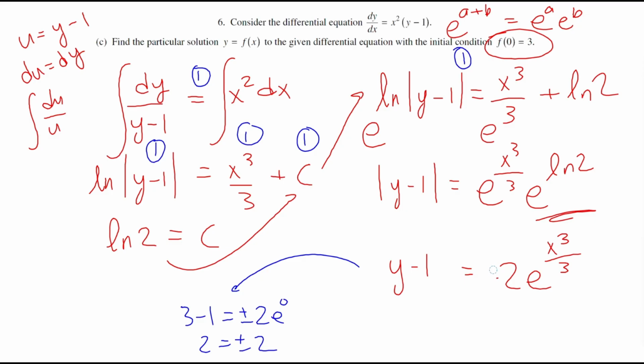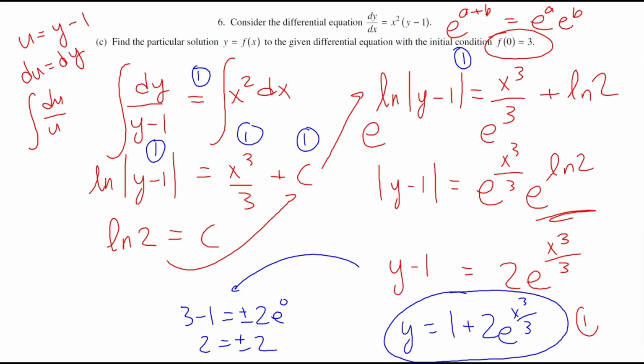And I don't need to put a plus in front. We just will make sure we don't put a negative. We'll add 1 to the other side, giving us y equals 1 plus 2e to the x cubed over 3 as our final answer. That gives us the 6th point for part C, and that's the end of this differential equation FRQ, which was number 6 from the 2004 AP Calculus AB exam.